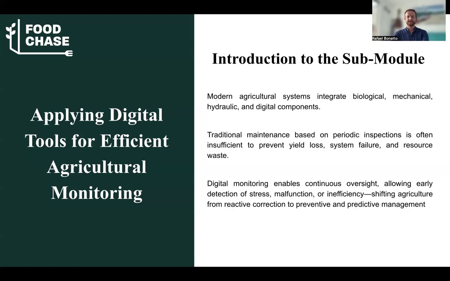Traditional maintenance based on periodic inspection is often insufficient, very often actually, to prevent yield loss, system failure, and resource waste. Digital monitoring enables continuous oversight, something that keeps happening, allowing early detection of stress, malfunction, or inefficiency, shifting agriculture from reactive correction to preventive and predictive management. So important, this very last paragraph here, because we see a shift from reactive to preventive and predictive management, which totally changes the way you see the industry, the way you see agriculture, the food industry, okay?